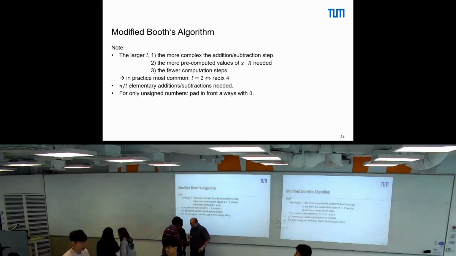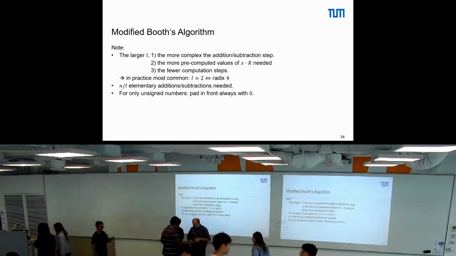Where do you get the 0 from here? The 0? How do you know is it?